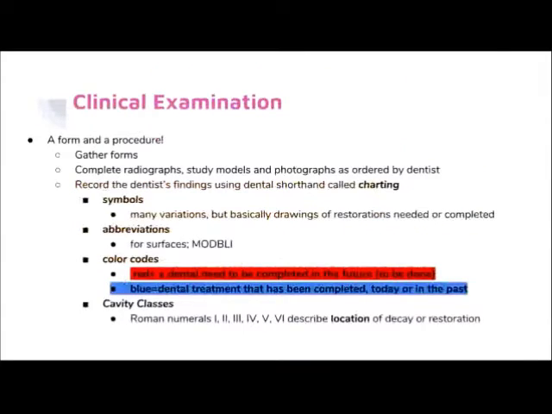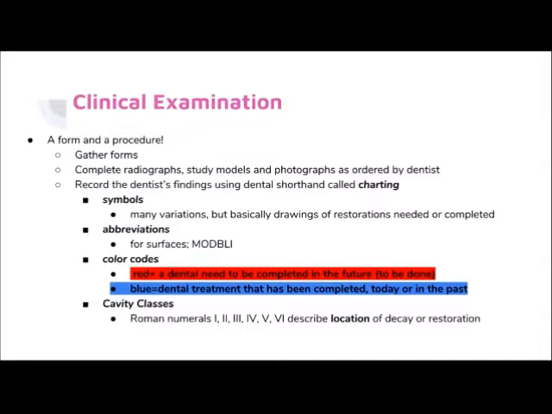Okay. So we're now going to talk about charting. And this is probably the biggest thing you'll be involved in on a patient exam at the start. So a clinical exam, when we are recording our patients in dentistry, is done with symbols. And the symbols are basically a shorthand for what we see in the patient's mouth. And we use abbreviations and color to sort of direct us on a record.